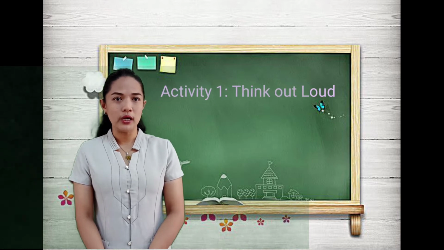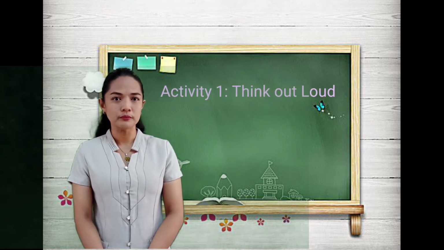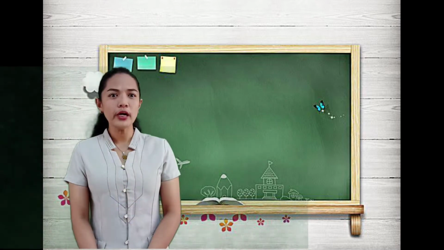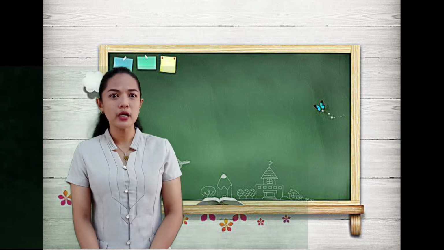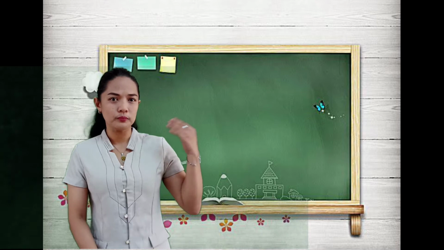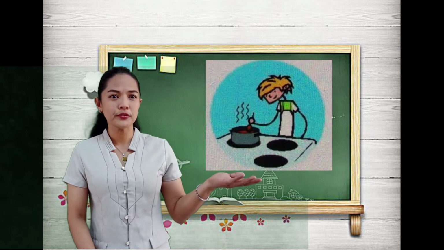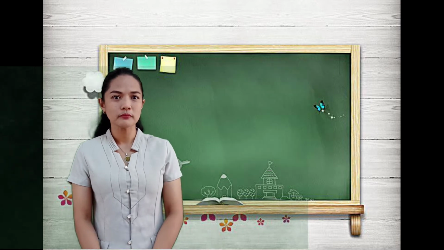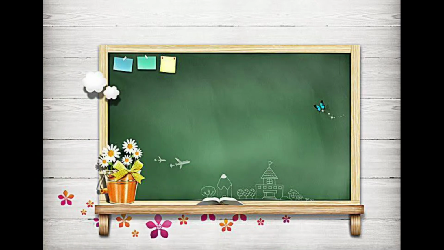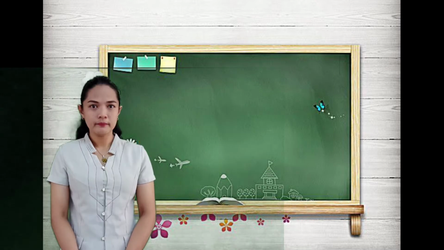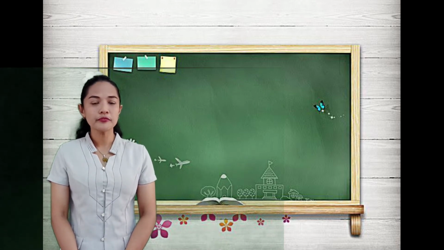For Activity 1, think out loud. Have you ever wondered how objects become colder or warmer? Analyze the picture below and answer the question that follows after it on your paper. What do you think will happen to the pan on top of the stove?